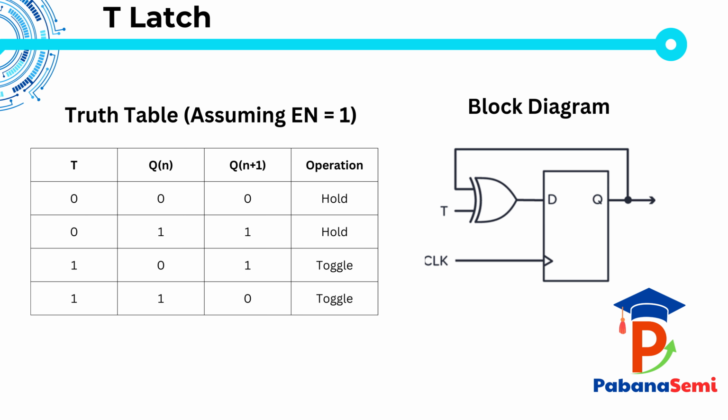Now connect this with the block diagram on the right. You can see an XOR gate feeding a D latch or D flip-flop. One input of the XOR is T, and the other input is the current output Q fed back. So the input to the storage element becomes D equals T XOR Q. If T is 0, D becomes Q, so the output holds. If T is 1, D becomes Q bar, so the output flips. So the simple summary is T equals 0, hold the same output. T equals 1, toggle the output. That is the working of the T-latch.